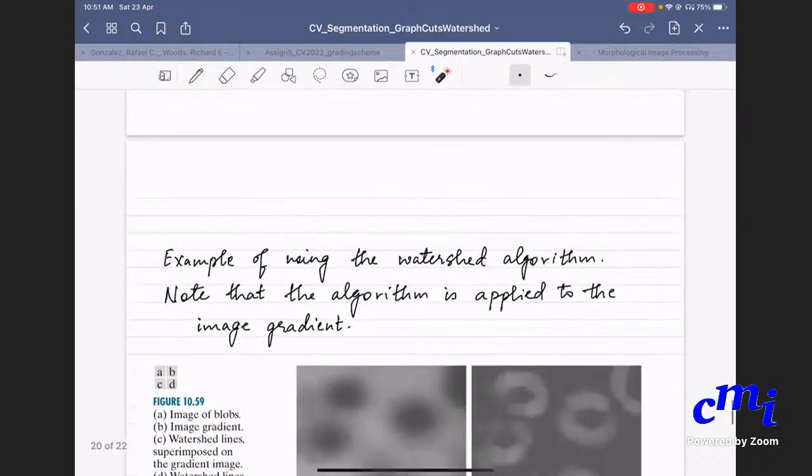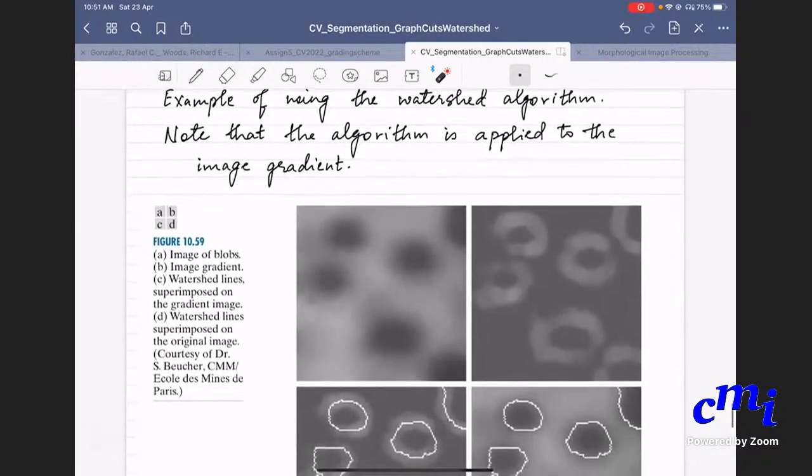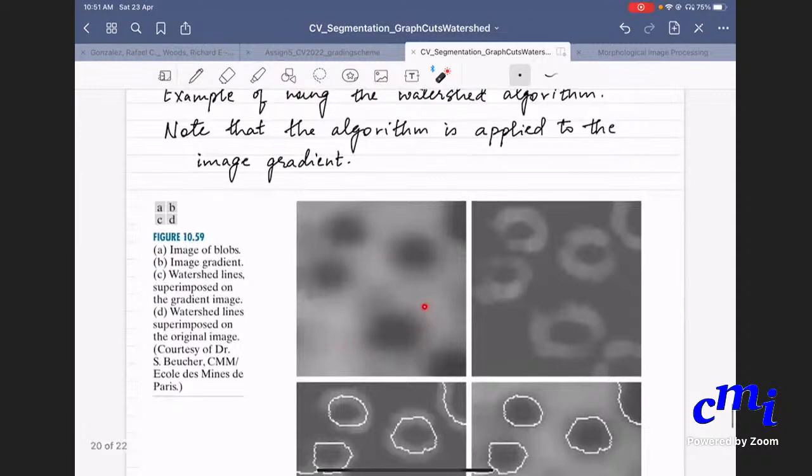So here is an example of using the watershed algorithm. Here is the original image and here is the gradient image. One can imagine that if you have this image, a segmentation should separate out these blobs. These blobs you will probably want separated out from the background. That is what a successful segmentation should do.